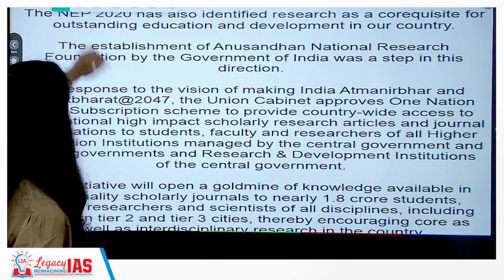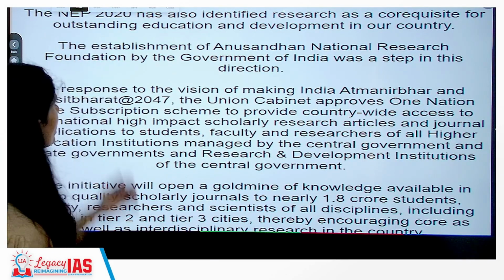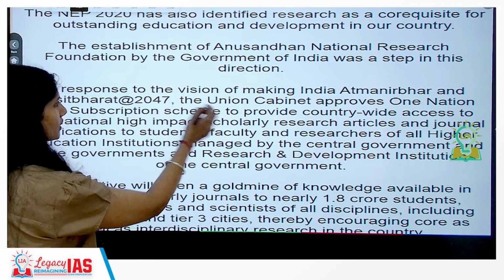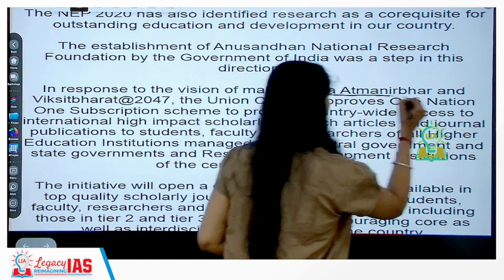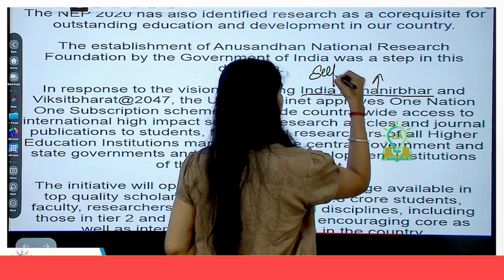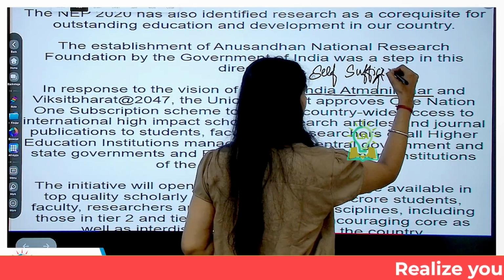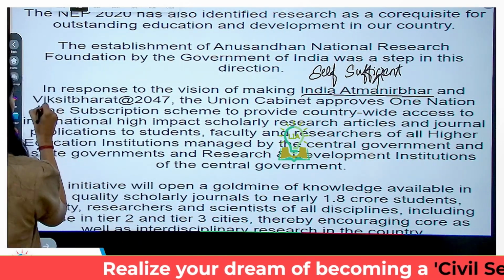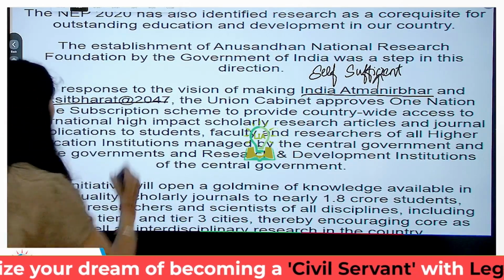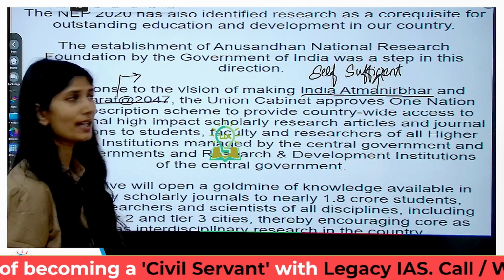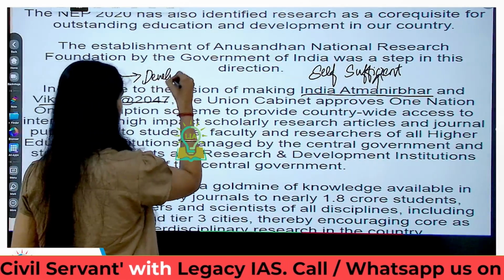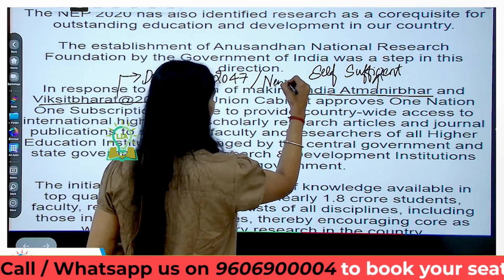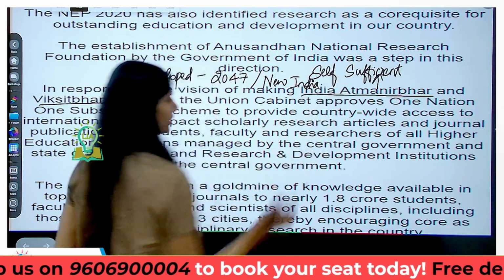Look at this. The NEP 2020 has also identified research, we have discussed that. Look at this: in response to the vision of making India Atmanirbhar, self-sufficient, and Viksit Bharat at 2047, like I mentioned, Viksit Bharat. See, India has plans to become a developed country by 2047, or New India, Naya India, by 2047.